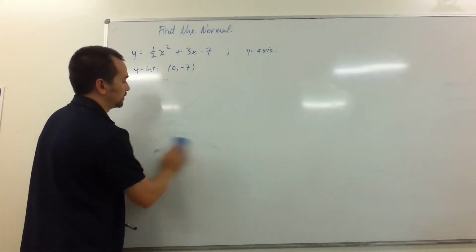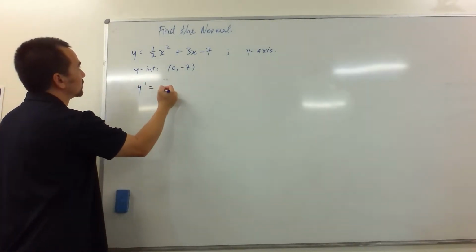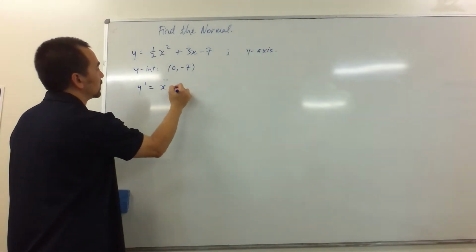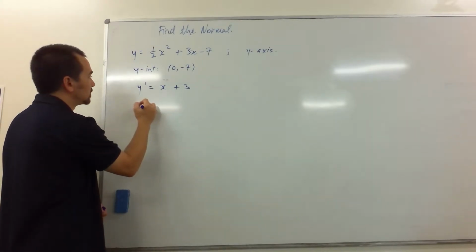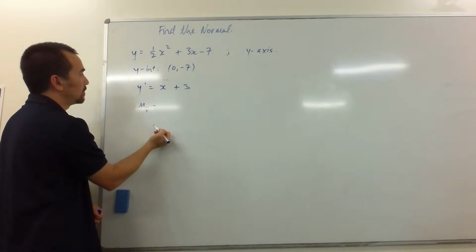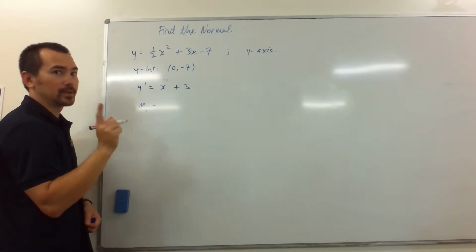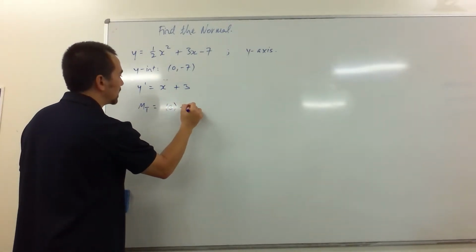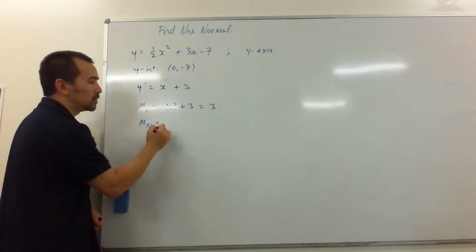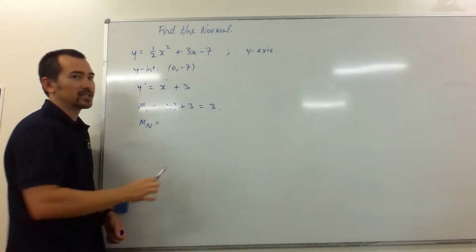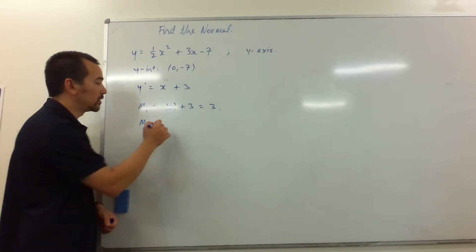So let's do that. What's the derivative? Good, x plus 3, that's right. So we want to know what the gradient of the tangent is. The gradient of the tangent happens when x is 0, so 0 plus 3, which is 3. What is the gradient of the normal going to be if the gradient of the tangent is 3? Negative 1 over 3. That's right, it's negative 1 over 3.